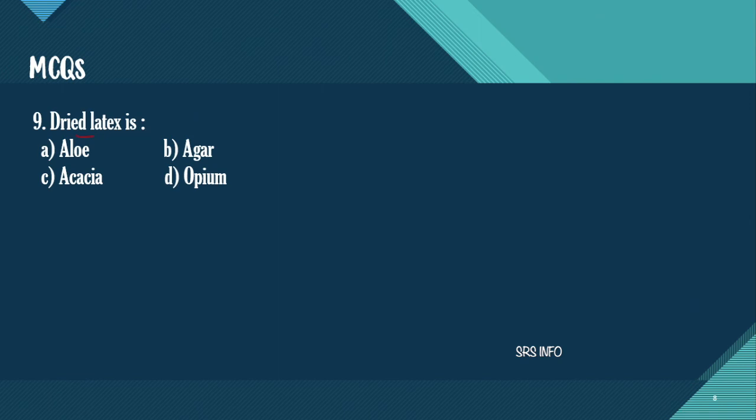Dried latex: all these products give latex, but the dried latex is taken from opium. Opium is poppy, that is Papaver somniferum. What is latex? Latex is actually a milky fluid which is found in flowering plants. But the latex of opium is dried. Dried latex is taken from opium. What about the latex of aloe vera? The aloe vera latex is a yellow fluid. Then acacia gel is also known as gum arabic. So the answer is, that is dried latex is opium.